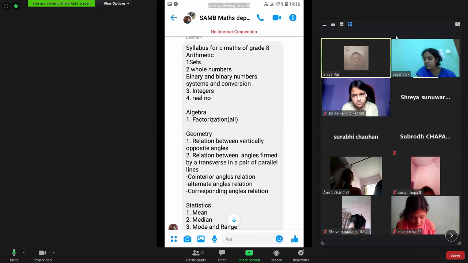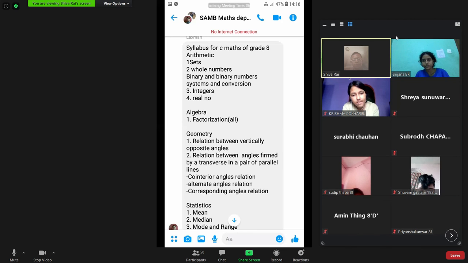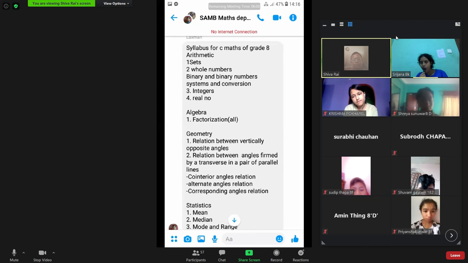Sir, so you prepare scientific notation. This is the chapter of real number? No, rational number. Real number means rational number. It is under the real number system. So only you are missing that, but actually that is also in your syllabus. Okay? Yes, sir.